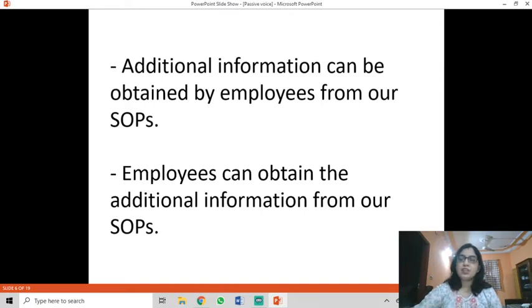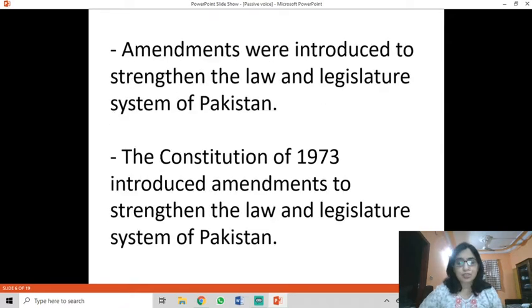Now this sentence is in active voice, and it is more direct. It is more focused. It is going to convey the meaning as it is. Employees can obtain the additional information from our SOPs. Full stop. Now this sentence is more convincing, more direct, and more understandable. Instead, you would say "additional information can be..." So you're just rotating the message. You are just trying to say it in a passive voice without adding more value or more importance to it. So what is the effect of it? Why would you do it?